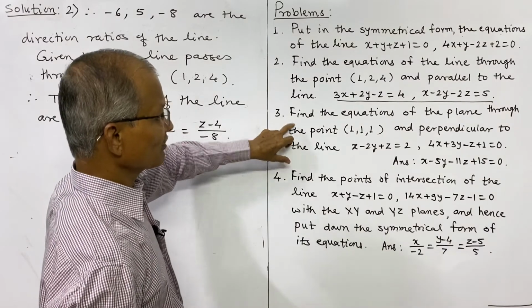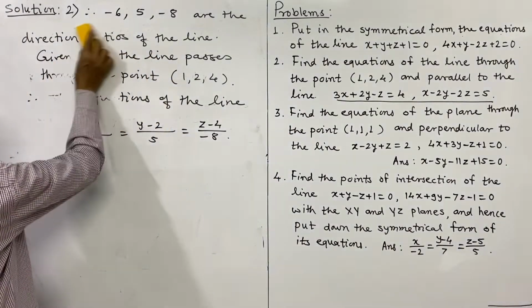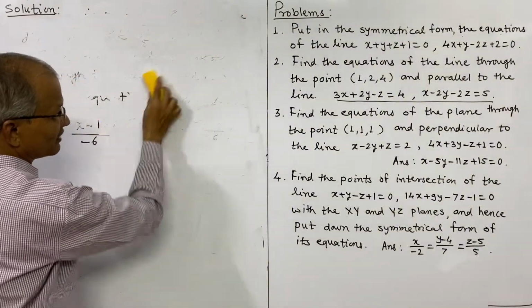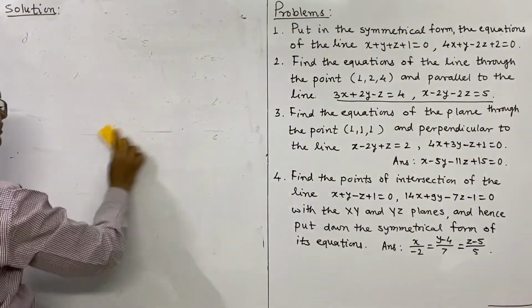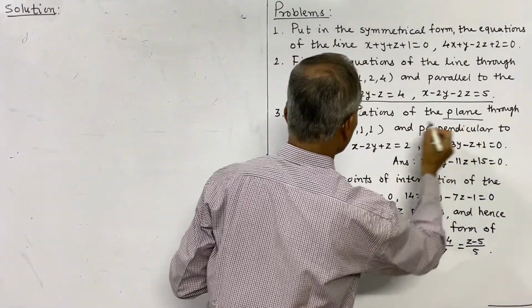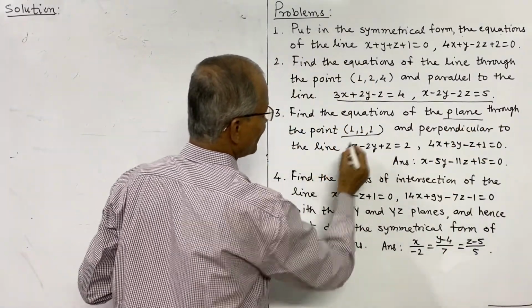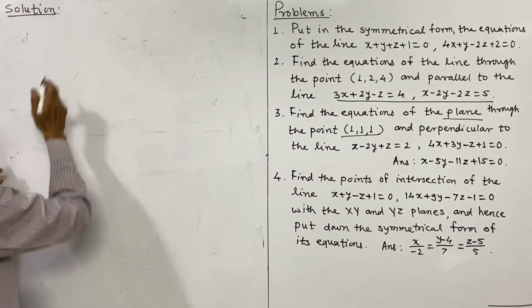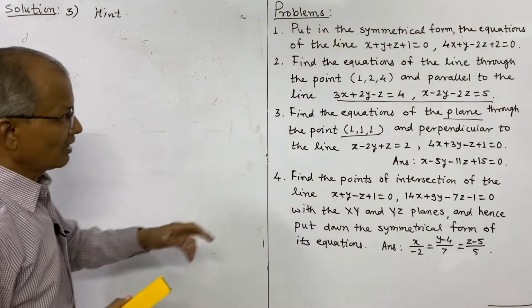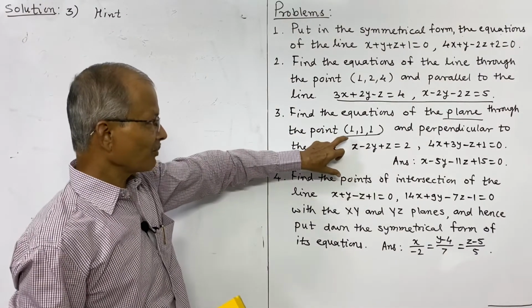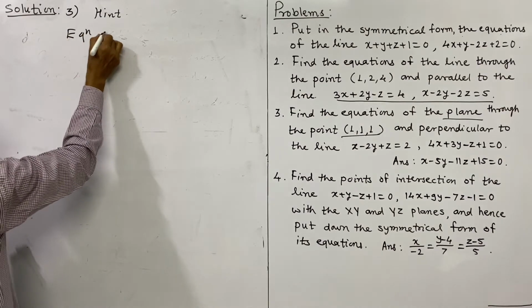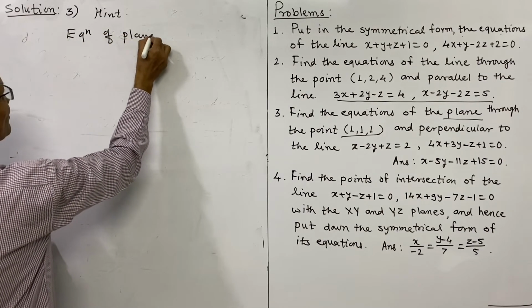Find the equations of the plane. What is the third problem? Find the equations of the plane through the point. Here the equation of plane is asked, not the line. Equation of the plane is asked, and through this point, and we know how to write the equation of a plane. So I shall only write the hint for the third problem. Equation of plane passing through this point.